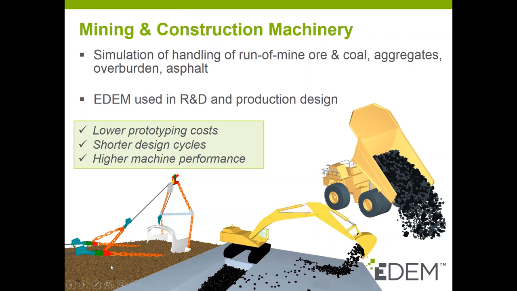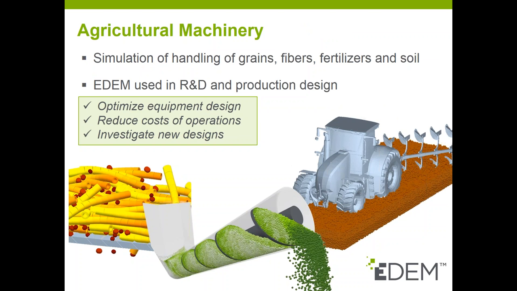Other areas that we have include agriculture. Here, EDEM is used on a daily basis to help understand how changes to design of equipment, such as harvesters, seed spreaders, and organic material transportation systems, will impact on the performance. There are a wide range of applications, both in the production design and R&D sectors. The images that we're showing have some flexible material, some grains and stalks on a sieve. In the center, we could be looking at the transportation of grains in an auger system. And on the right, we have a full tractor body going over that ground material. So we're looking at the equipment interacting with the ground and the tool-ground interactions as well.